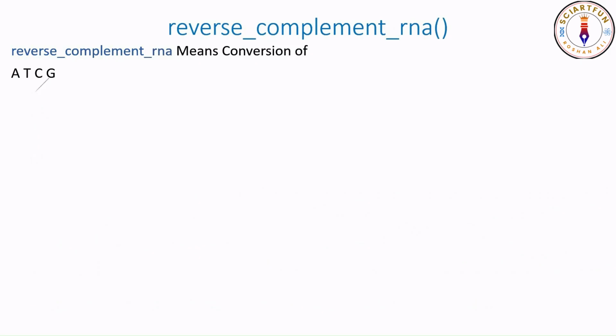Reverse_complement_RNA. It gives the same output as you got from the last method. It's similar to the last method, with one exception. That is, instead of T, you will have U in your output sequence. Let's understand it with this example.